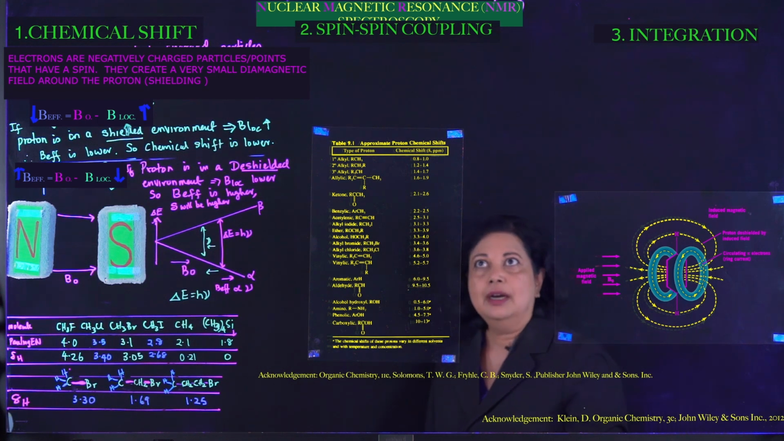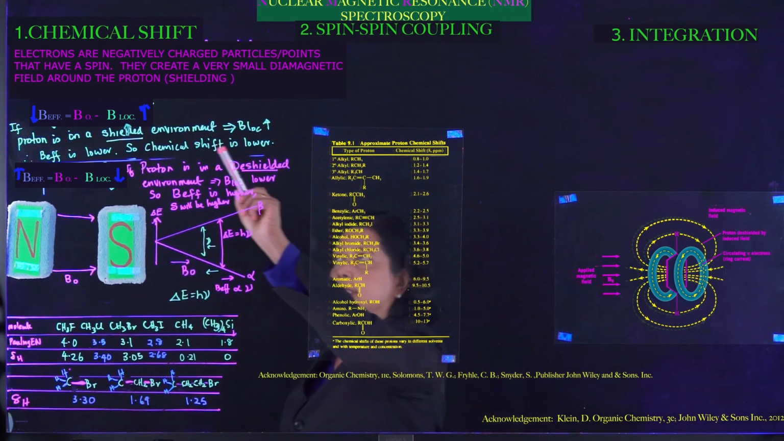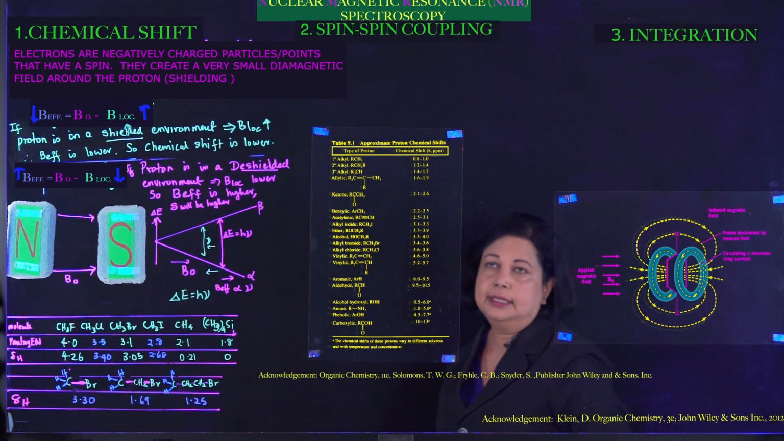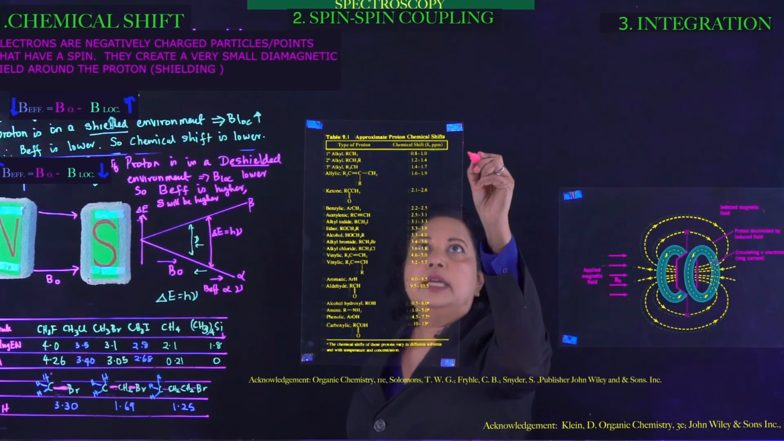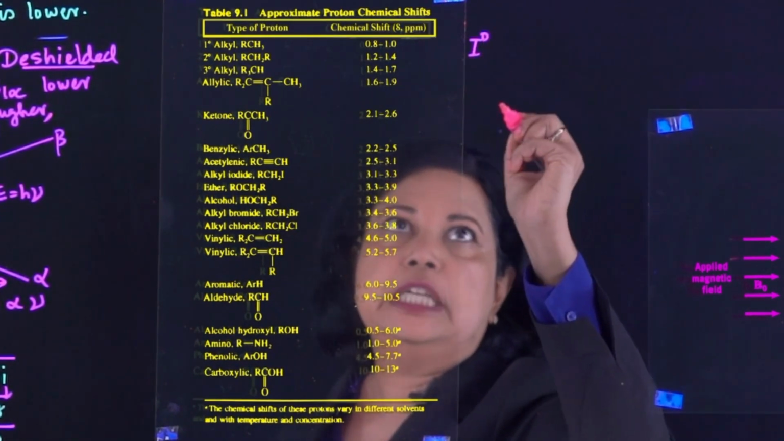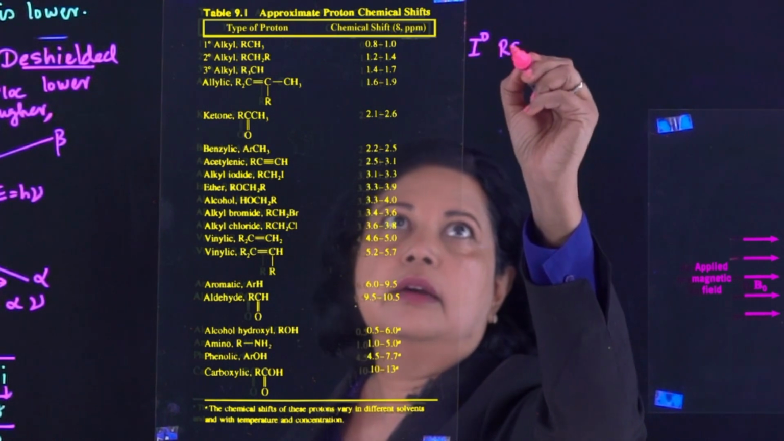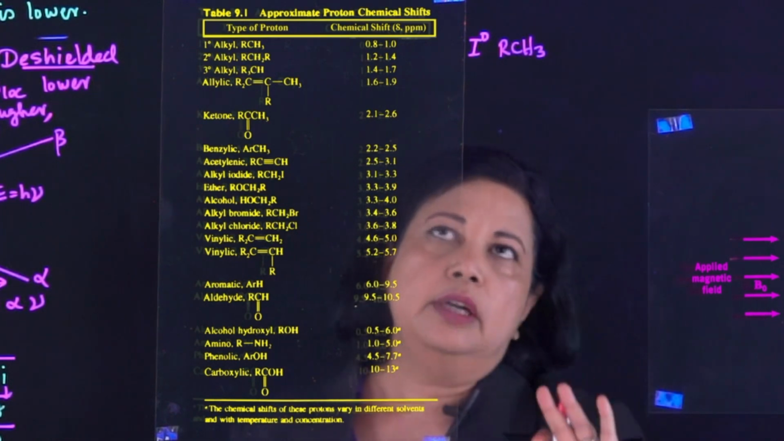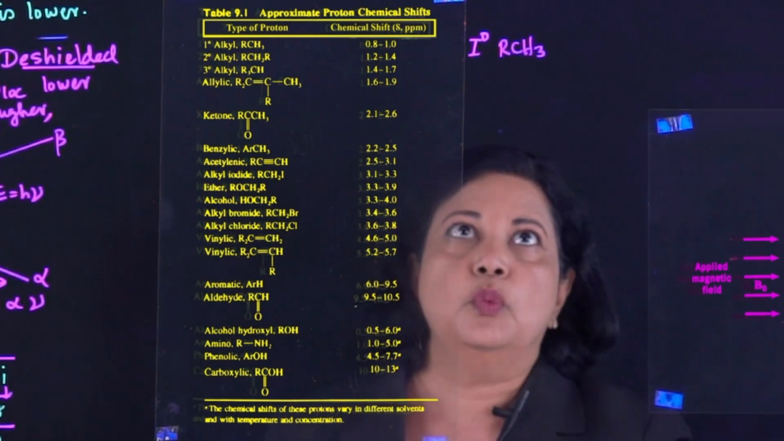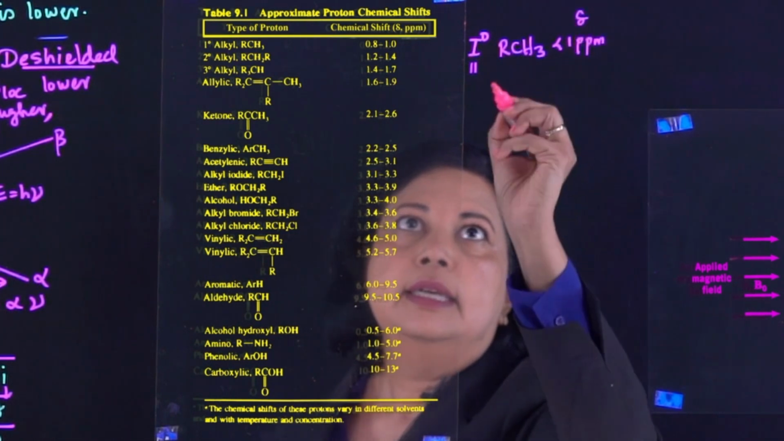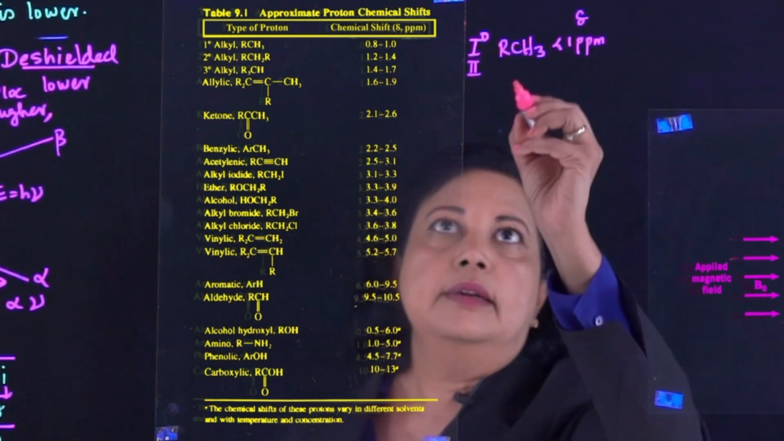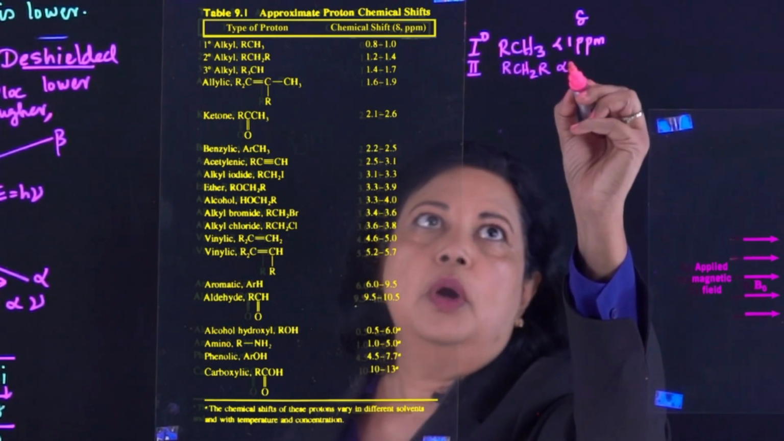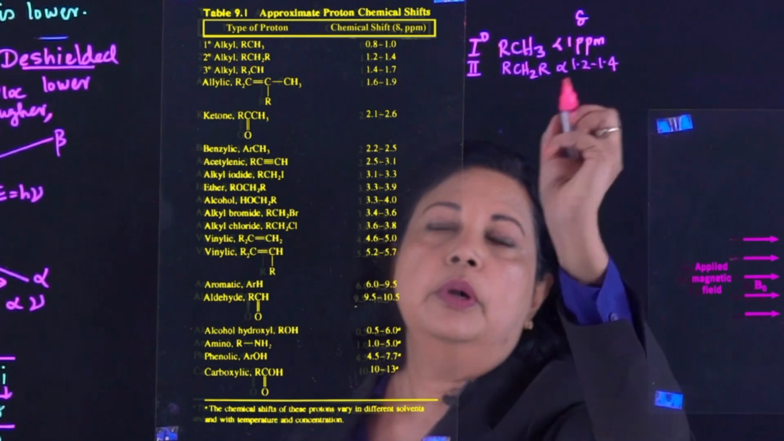So here is a chart that tells us the chemical shift for hydrogens in different environments. As you can see, primary is the one that is most shielded, primary alkyl, so like an RCH3. That's the most shielded, and it'll have a very low value, less than 1 ppm. Secondary is going to be right next to it, RCH2R. It's about 1.2 to 1.4.